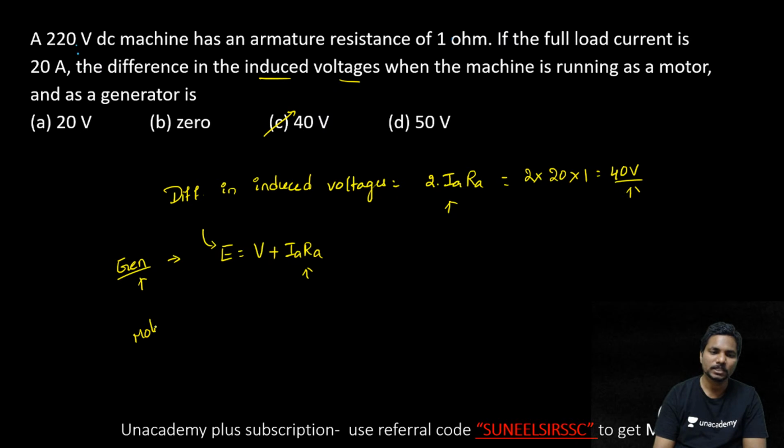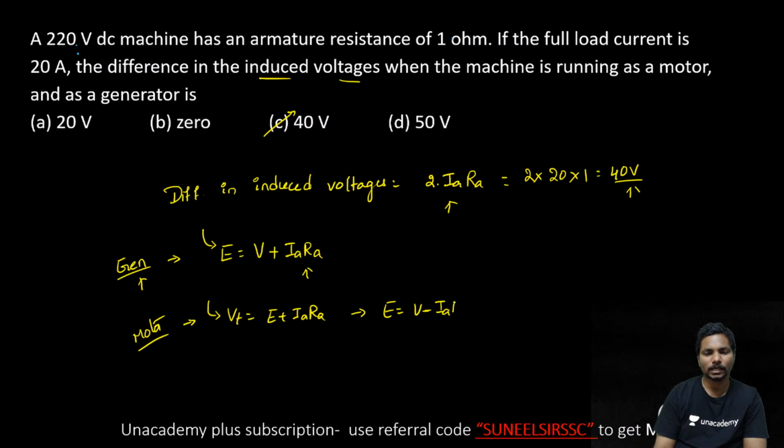If the machine is working as the motor, then what is the formula we have? The terminal voltage is equal to E plus IA RA. We are giving the voltage, so our given voltage is higher. So from this, E is equal to V minus IA RA. In case of motor, generally you can consider back EMF.